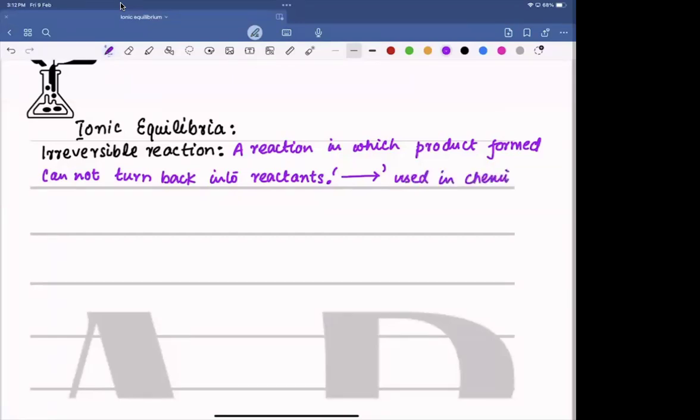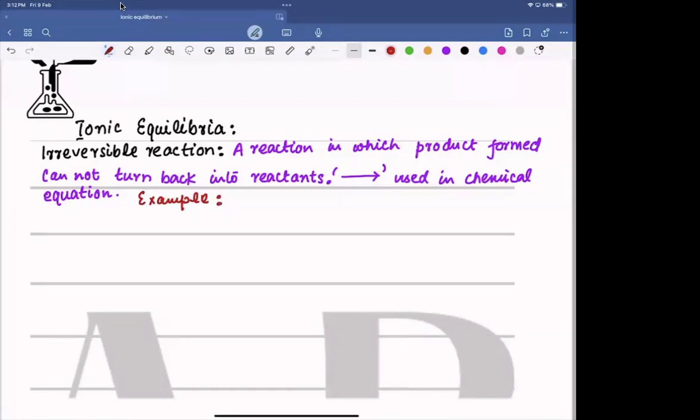Can any one of you give me any example of this kind of reaction? Yes, can anyone give me any example? Okay, first tell me, am I audible to all of you properly?